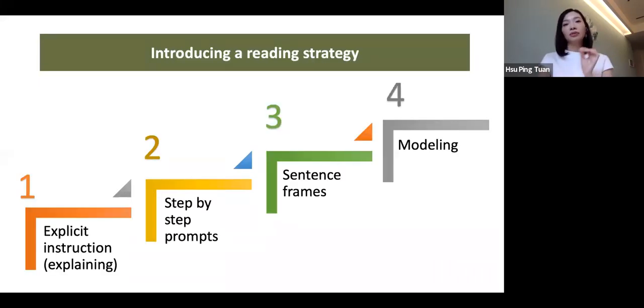Usually when I introduce a reading strategy, I will break it down into 4 steps. First of all, I will explicitly explain what the reading strategy is and when they can use it. Then I will show them how to apply this reading strategy with small steps. After that, I will provide them with sentence frames so they can use them to describe how they use the reading strategy. And last, I'm going to model how to use this sentence frame to talk about the reading strategy.